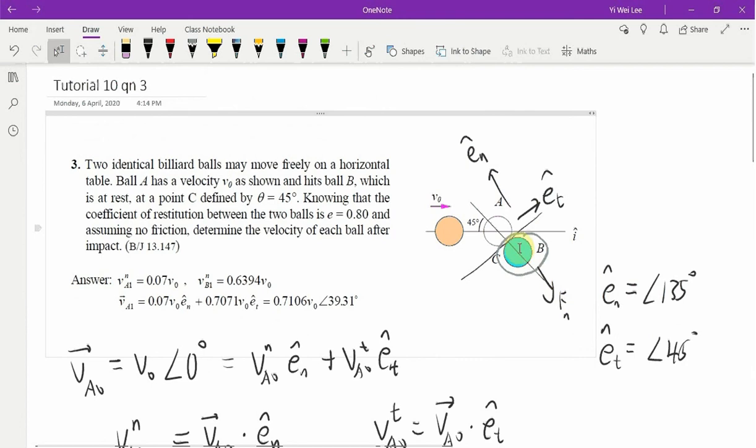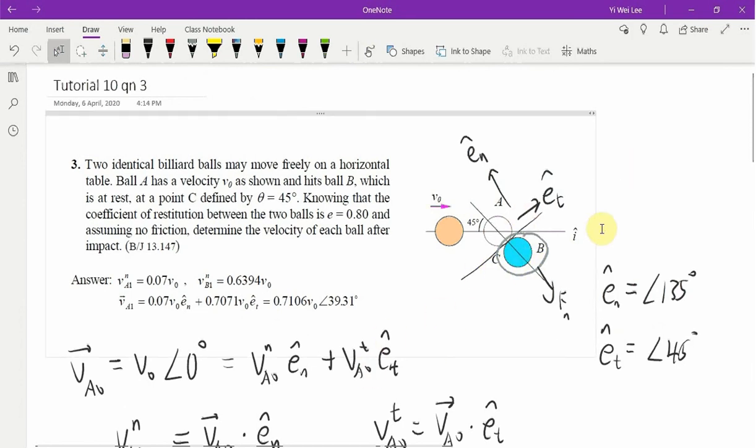In other words, this external force experienced by particle B is only along the EN direction, and there is no external force experienced by B along the ET direction. So we can also say that the momentum of particle B is conserved along the ET direction.